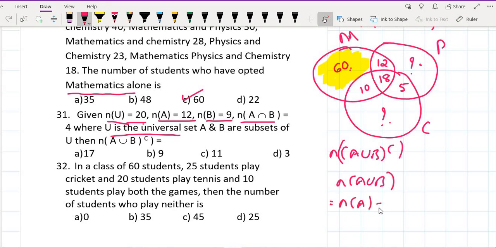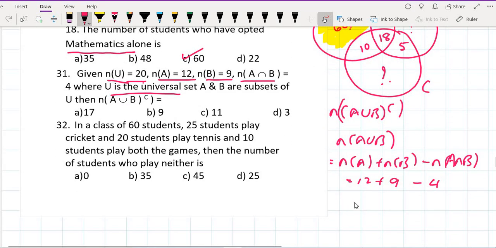According to the formula, this is N of A plus N of B minus N of A intersection B. N of A is given 12. N of B is given 9. Intersection is 4. So if we simplify this, that gives you 17, right? Now, consider the complement of this. Total N of universal set is 20. From that you have to subtract 17. That gives you N of A union B complement. That is 20 minus 17, that is 3. So the correct answer is option D.